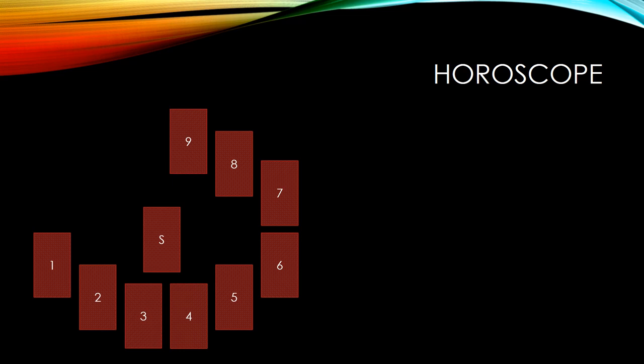Number 9, Sagittarius. It's all about travel. Whether they like it, love it, hate it, have to do it, however it goes. Number 10 is Capricorn. It's what are their ambitions? What do they want out of life? What do they want out of the moment? It can tell you a lot about how they're going to get there when you know where they want to go.